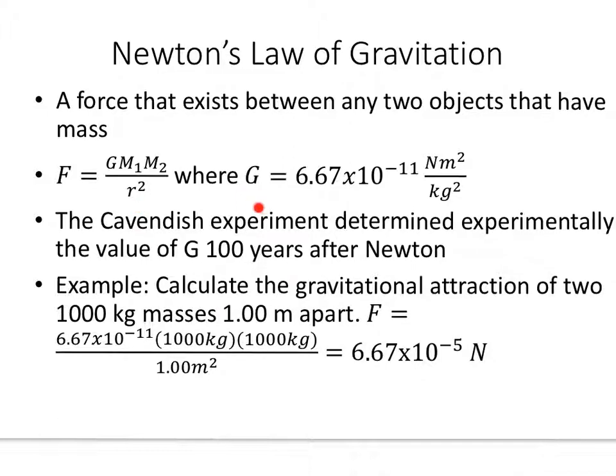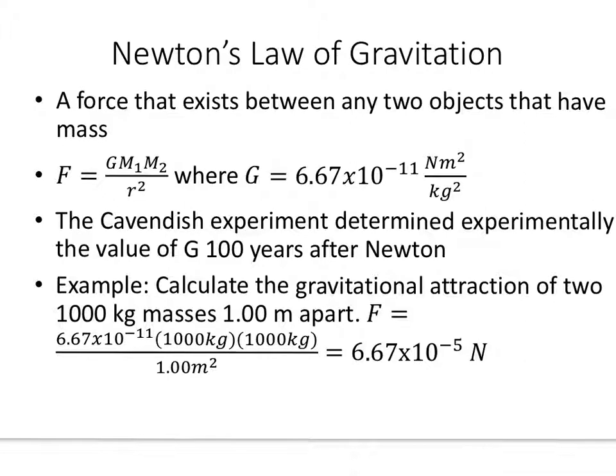Now this G, the gravitational constant, not to be confused with the acceleration due to gravity, is 6.67 times 10 to the negative 11. Units are Newton meters squared per kilogram squared. When Newton first developed this, he didn't know the magnitude of G. It's a very small quantity, and an experiment was done by Cavendish over 100 years later that determined this value remarkably well, with very good accuracy.